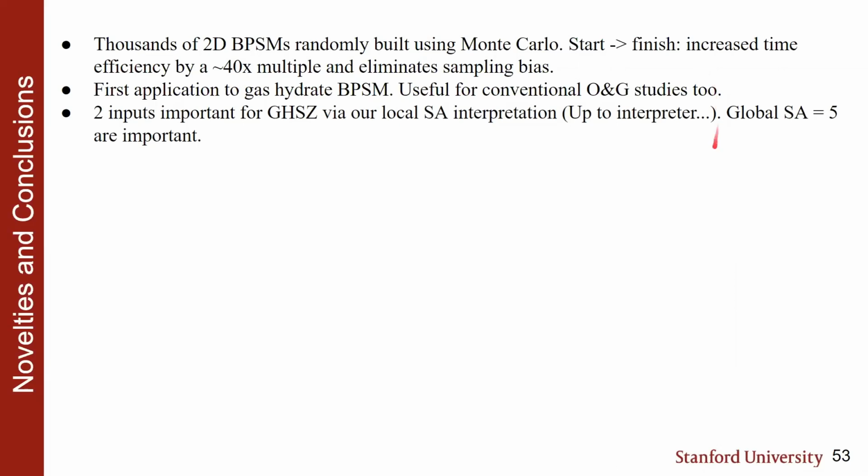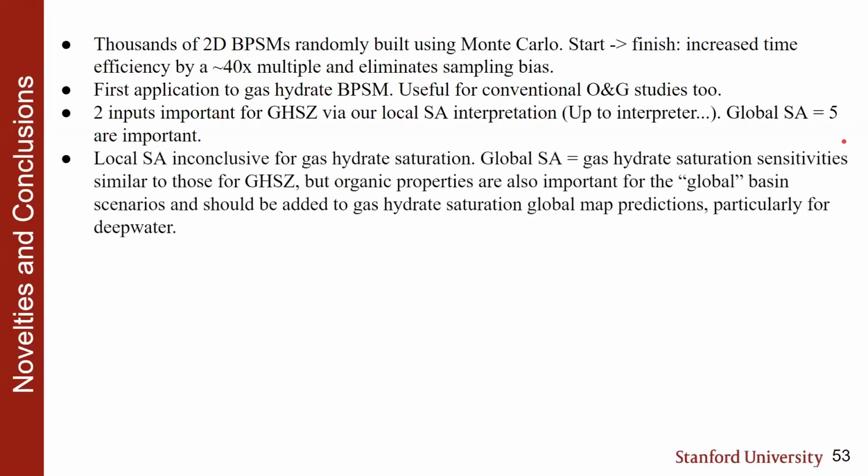Two input parameters for gas hydrate stability zone thicknesses were important. And looking at our local sensitivity analysis interpretation, that's not the same as what we thought in the global sensitivity analysis, where it seems that 5 are important. Local sensitivity analysis seems to be inconclusive for gas hydrate saturation, while global sensitivity analysis shows that gas hydrate saturation sensitivities are similar to gas hydrate stability zone sensitivities, but organic properties are also more important for global basin scenarios. So they should be added to gas hydrate saturation global map predictions, particularly for deep water.